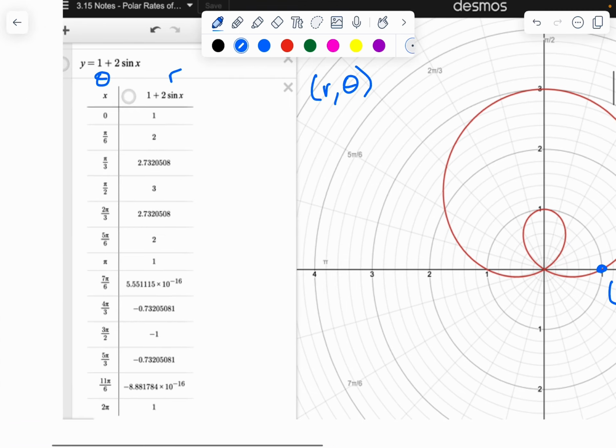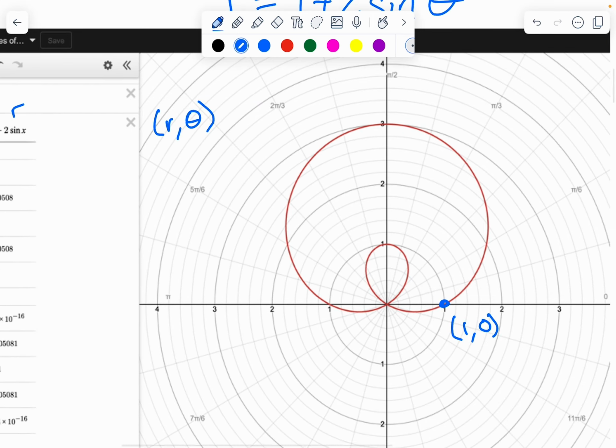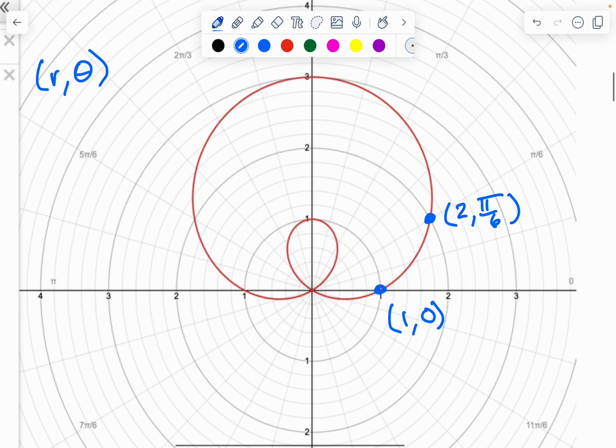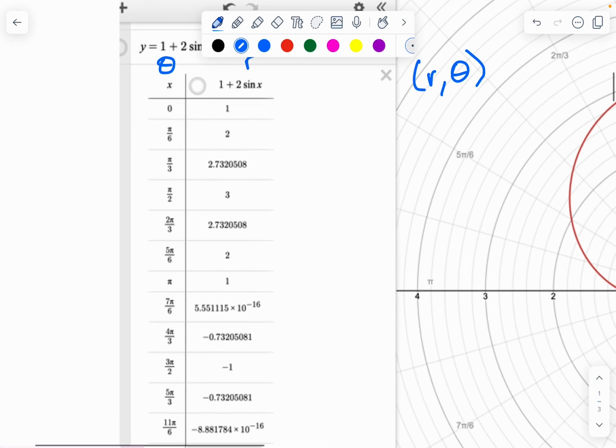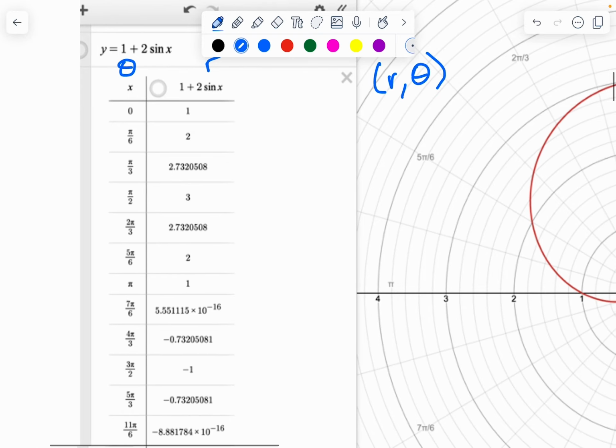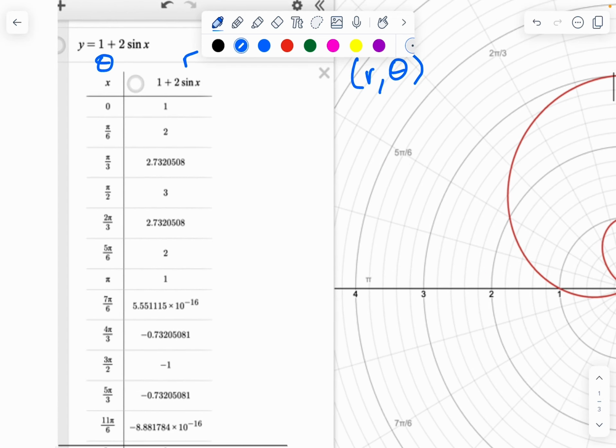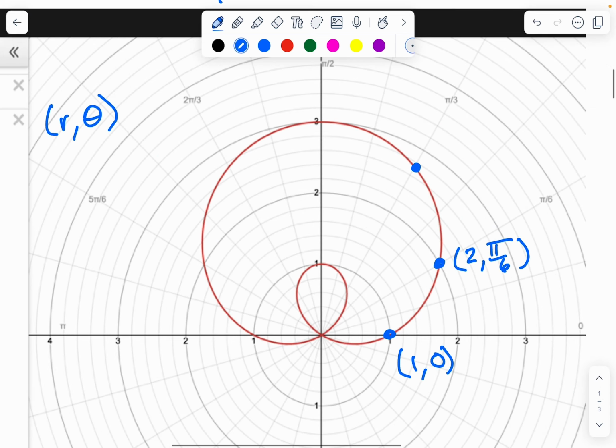Okay, the next one, pi over 6, has r of 2. Pi over 6 is labeled, and here's this point. So this has a radius of 2 and a theta of pi over 6. The next one, pi over 3, is about 2.7-ish, so that's this point here. Then we get to pi over 2, which has a radius of 3. So this is the point r equals 3, theta equals pi over 2.